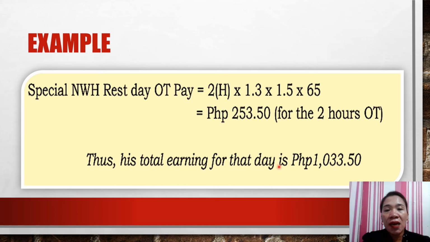Plus the 8 hours pay of Andy, which is 780 pesos, plus 253 pesos and 50 centavos, the total earnings for that day is 1,033 pesos and 50 centavos. That is how you compute the overtime pay plus the regular wage.